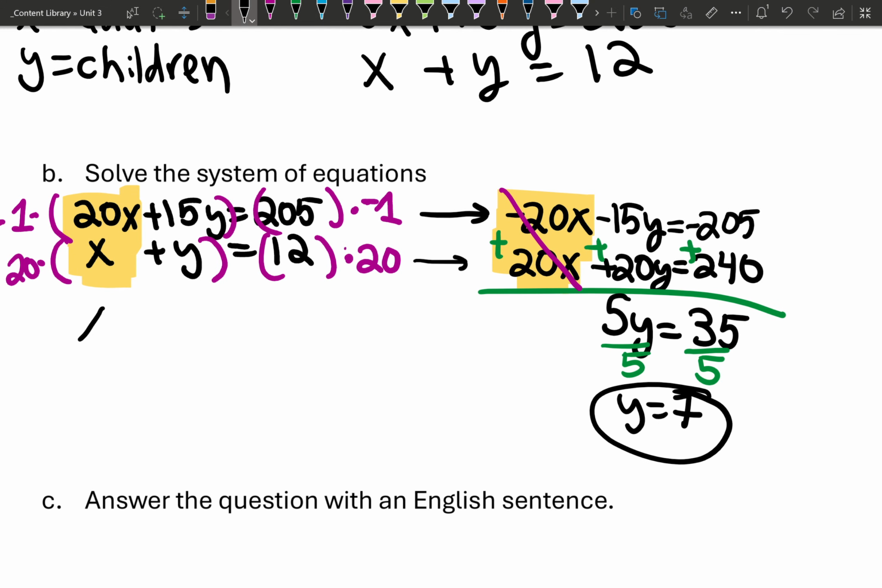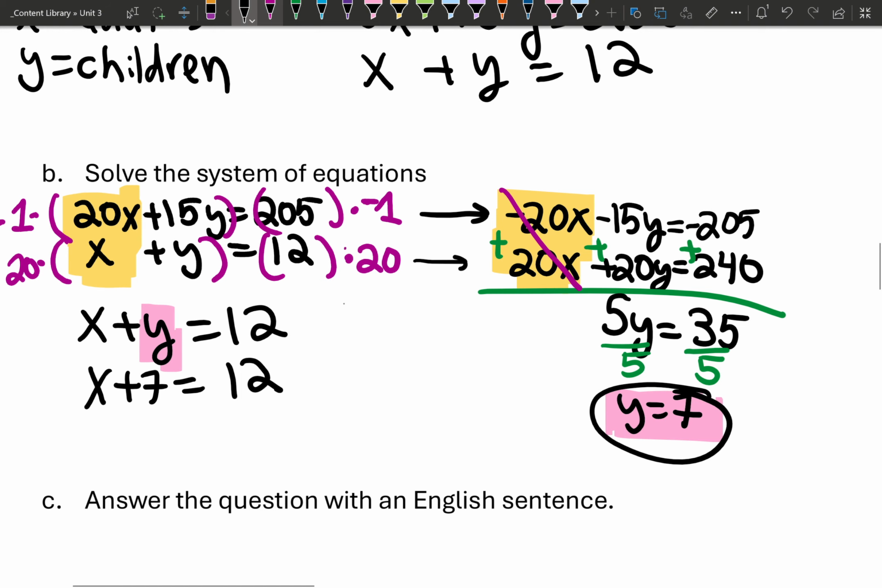Now let's find x. I'm going to use that bottom equation because that looks easy peasy lemon squeezy. So if y is 7, we get x plus 7 equals 12. And of course, we subtract 7 from both sides to get what x is. X equals 5.